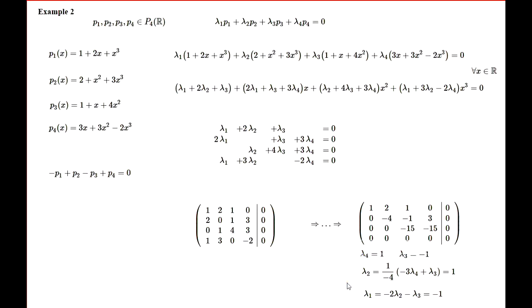You don't have to find these coefficients all the time. I mean, if the question just says determine or decide whether your set is dependent or independent, you can just do so by looking at the row echelon form. But if the question insists on coefficients, then you have to do this extra step, doing this back substitution and producing these coefficients.